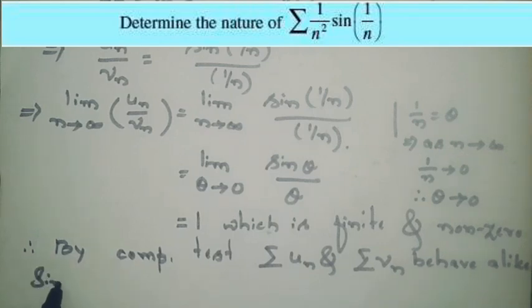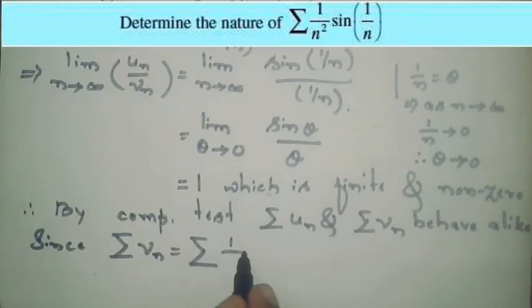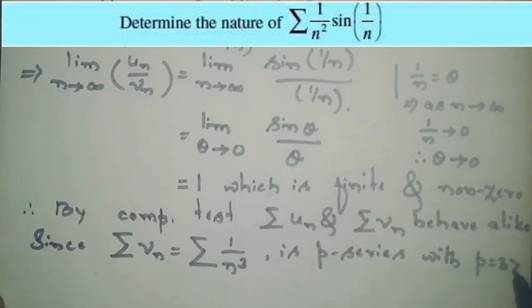Since summation vn is a known series to us, what is the value of vn? Vn is available here, 1 by n cube. That is 1 by n cube is just like a p series. Summation of 1 divided by n to the power of p is a p series, with p equal to 3 and this value is greater than 1. When p value is greater than 1, the p series is always convergent. It implies summation vn is convergent.